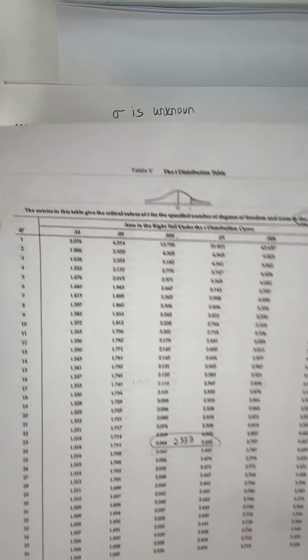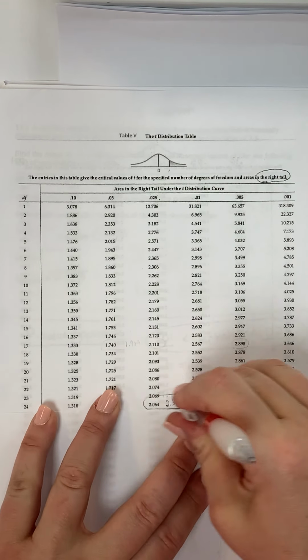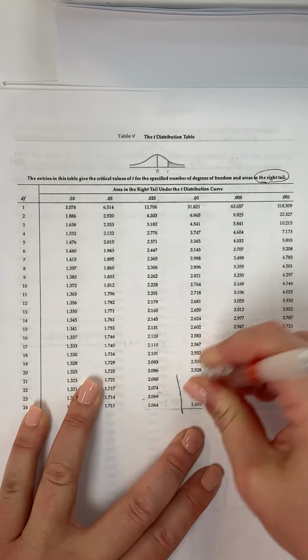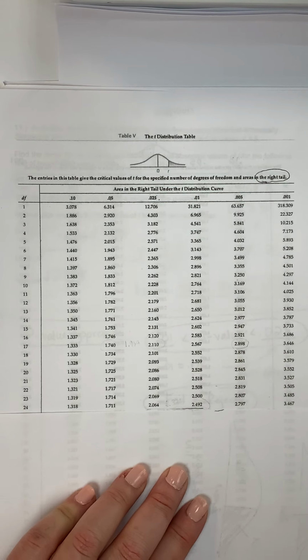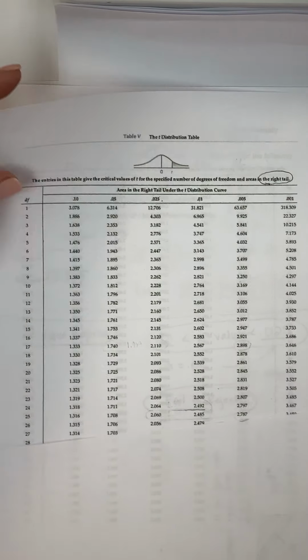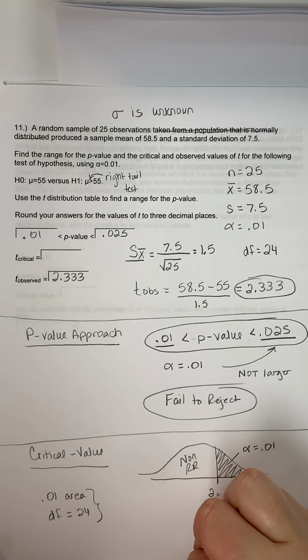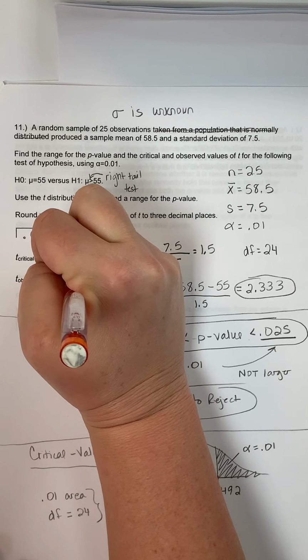Degrees of freedom are 24. Remember, this is left over from the p-value approach. We don't need it. Don't let it confuse you. I'm looking at the area of 0.01. So I'm right here. It comes straight down, 2.492. We're going to leave it positive because it's a right-tailed test. 2.492. And I can also put it right up here.